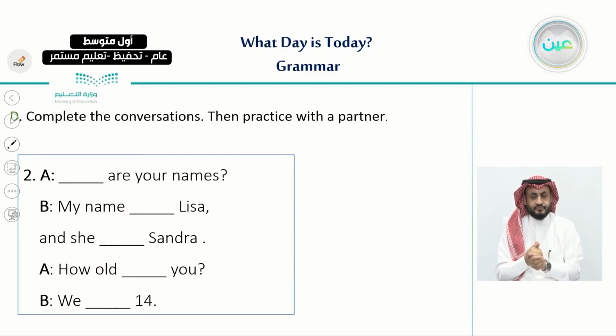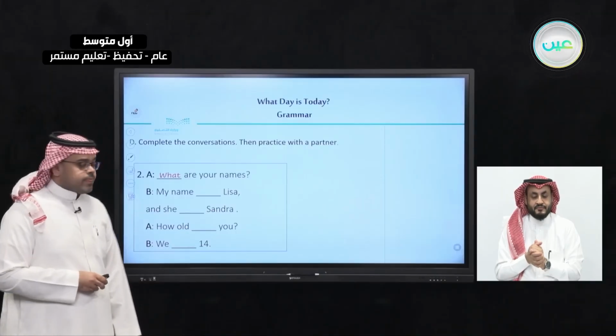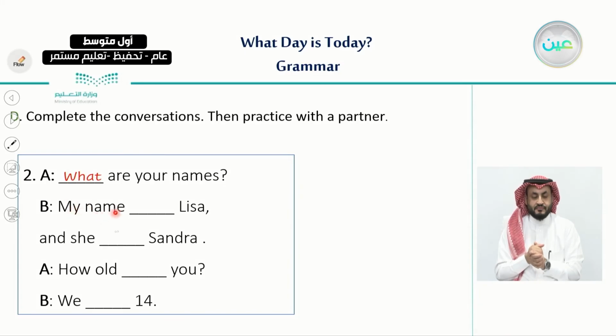So the first conversation talks about your names. So it's more than one person. And when you want to ask your name, what is the question word that we use? Very good. When we want to ask about a name, the question word is what. What are your names? So she said, my name, and also after my name, we always use is. My name is Lisa, and she is Sandra.